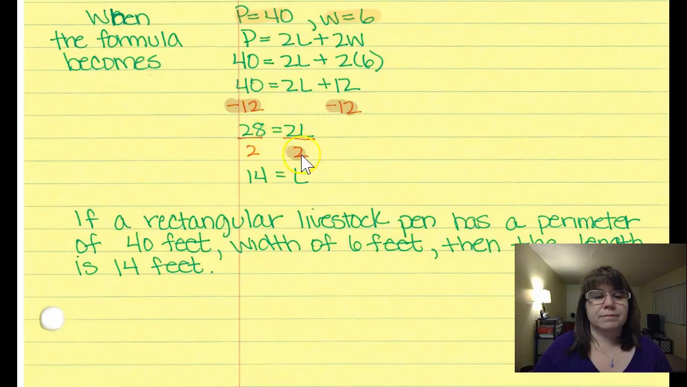Our next step is to divide by 2. So our length is going to be 14 feet. So if a rectangular livestock pen has a perimeter of 40 feet and a width of 6 feet, then the length is 14 feet.